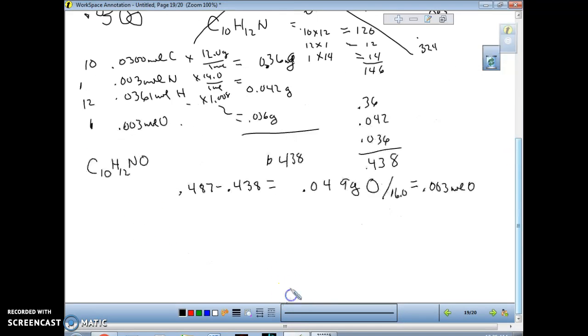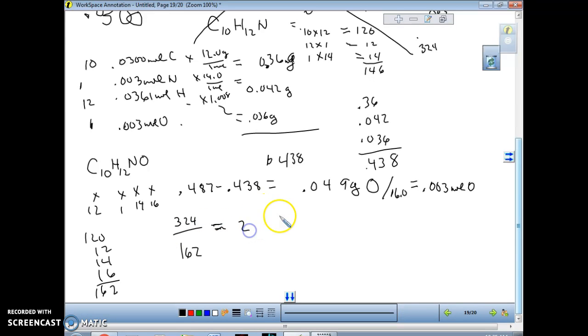Then, of course, we can get our molecular mass of this thing, which would be, we'll take that times 12, 120. 12 times 1 is 12. 1 times 14 is 14. 1 times 16 is 16. So we get 12, 3, 4, 5, 6, 162. And they told us that the molar mass was about 324. So 324 over 162 is approximately 2. So the real formula is going to be C20 H24 N2 O2.